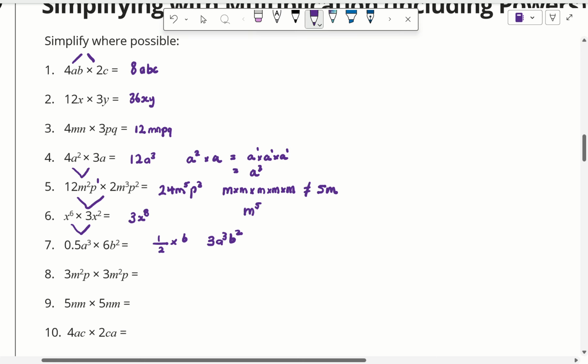3 3s are 9. M squared times m squared is m to the power of 4. And p to the power of 1 times p to the power of 1 is p squared. 5 5s are 25. N times n is n squared, which is n to the power of 1 times n to the power of 1. We add the powers. And m to the power of 1 times m to the power of 1 is m squared as well.